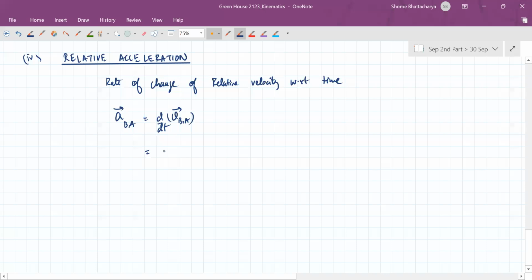Further, you can see we can express the relative velocity of B with respect to A as the difference of their velocities in ground frame. And then on operating the rate of change, this becomes rate of change of VB minus rate of change of VA. So this becomes acceleration of B minus acceleration of A.